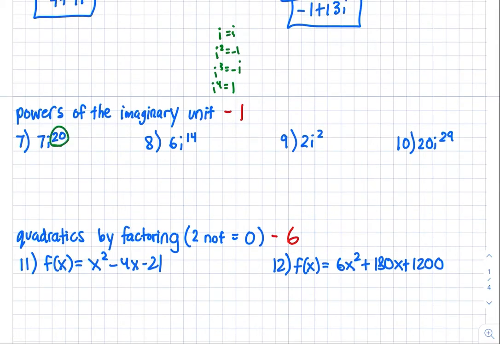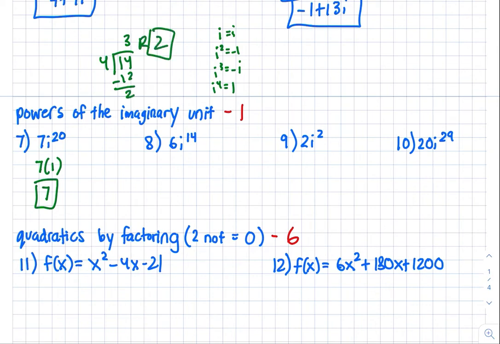Can 4 go into 20? So 20 divided by 4, it goes in 5 times, right? With 0 remainder. So since there's no remainder, that means that i to the 20, you guys, is the same thing as 1, because there's no remainder. So it's going to be 7. So the next one, right? So let's look at 14. So 14, divide that by 4, you're going to get, well, 3 and 2. So you have a remainder of 2, which means this 2 will be the power to your i.